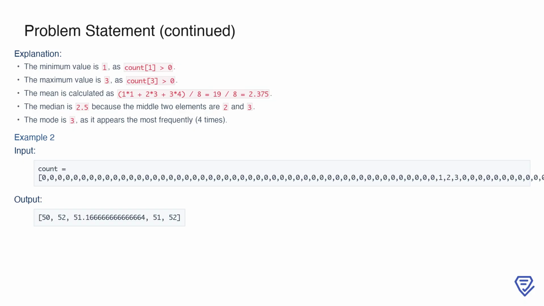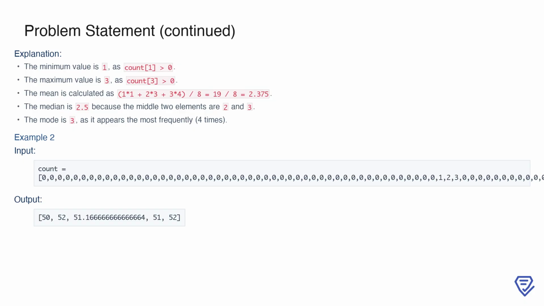The median is calculated by finding the middle value of the sorted data. In this case, the dataset has an even size, so the median is the average of the two middle numbers, which gives 2.5. Finally, the mode is 3 because it appears most frequently, with a count of 4.